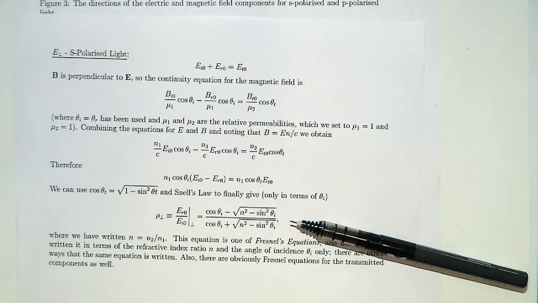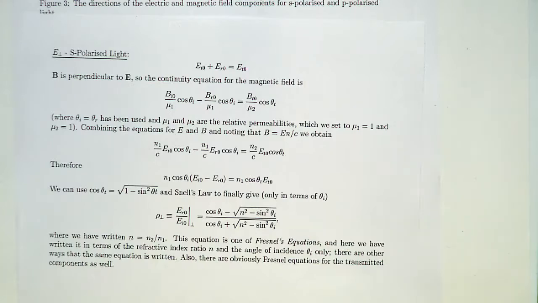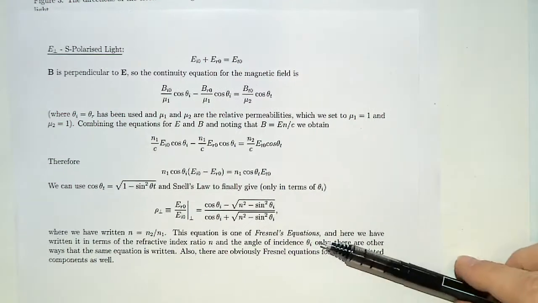There are several of these expressions. You can see this is one for the electric field for the reflected component. There is one for the transmitted component for the electric field. And there are also ones for the magnetic fields. And of course there's another four that deal with all the transmitted components. So there are 8 of them altogether, and they're called Fresnel's equations.